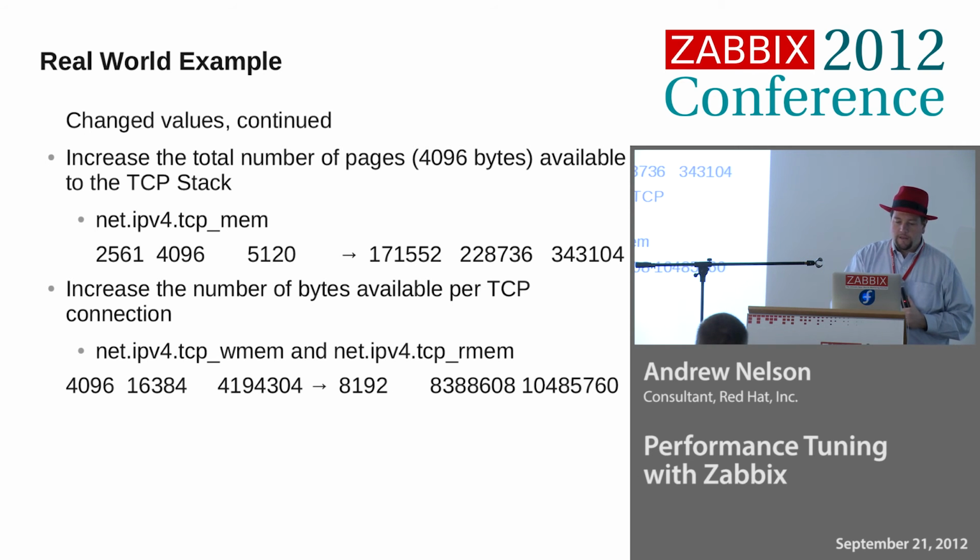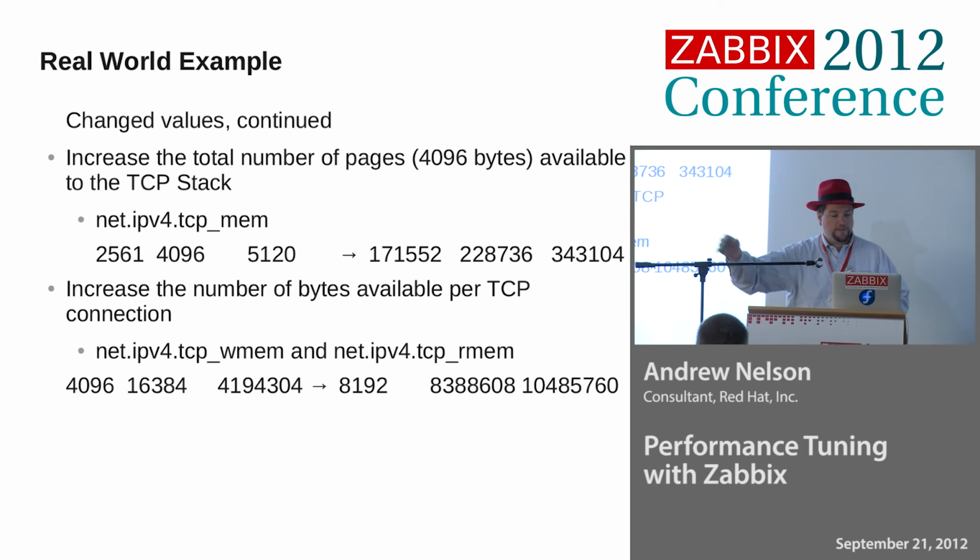So we're basically setting up, this is how many pages are available to the stack in general for TCP memory. So this is available in general for all connections. Then this is per TCP connection, and this is in bytes. So remember I was talking about how different they are, that, hey, this is in pages, this is in bytes.